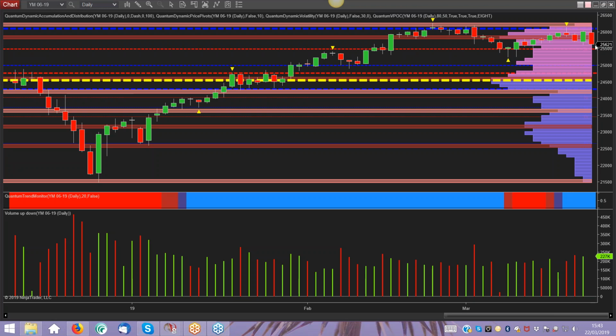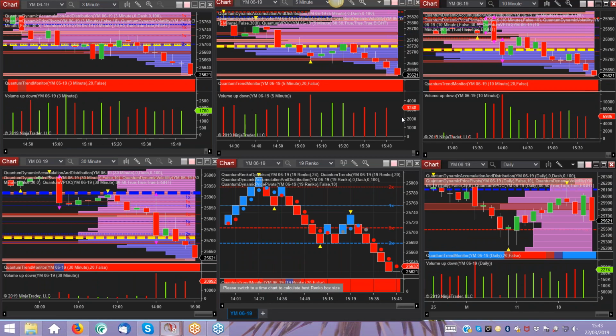Below that, you've got a potential platform of support here at 25,500, but it's less well developed. The line's not as thick. It means it hasn't been tested so many times, so it's not as strong. And then, of course, you're right down to the VPOC again here on the daily.